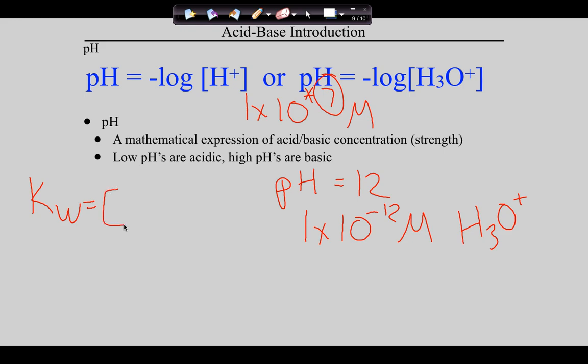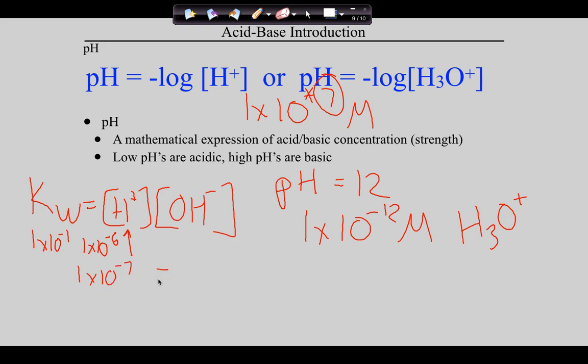Not KC, okay? Guys, are you connecting with what Brandon's seeing? The idea is this. Hydrogen times hydroxide is Kw, and Kw doesn't change. So the way that this works is for pHs less than 7, that would be 1 times 10 to the negative first molar up to 1 times 10 to the negative sixth molar. Those are high concentrations of hydronium or hydrogen ion. Those are our acids.